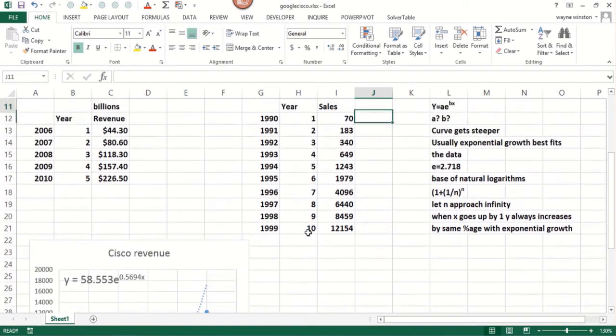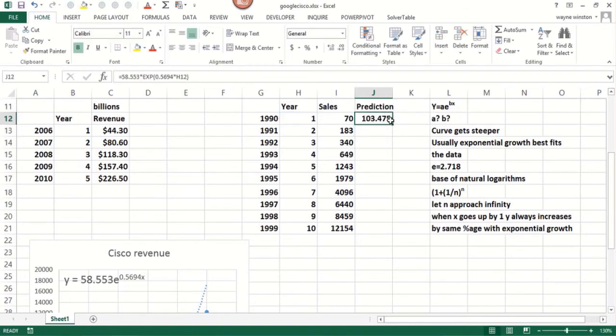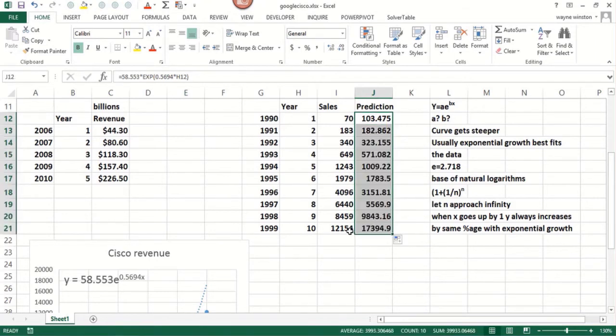Okay, now let's put in this equation, get the prediction, and then we can get the CAGR. So the prediction would be 58.553 times EXP, which is how you raise to a power, 0.5694 times the year. If I copy that down, you can see the predictions are pretty good, except in 1999, it was predicted 12 billion, 17 billion, and they only hit 12 billion, which is a big shortfall. And soon came the collapse of the internet bubble in the year 2000.